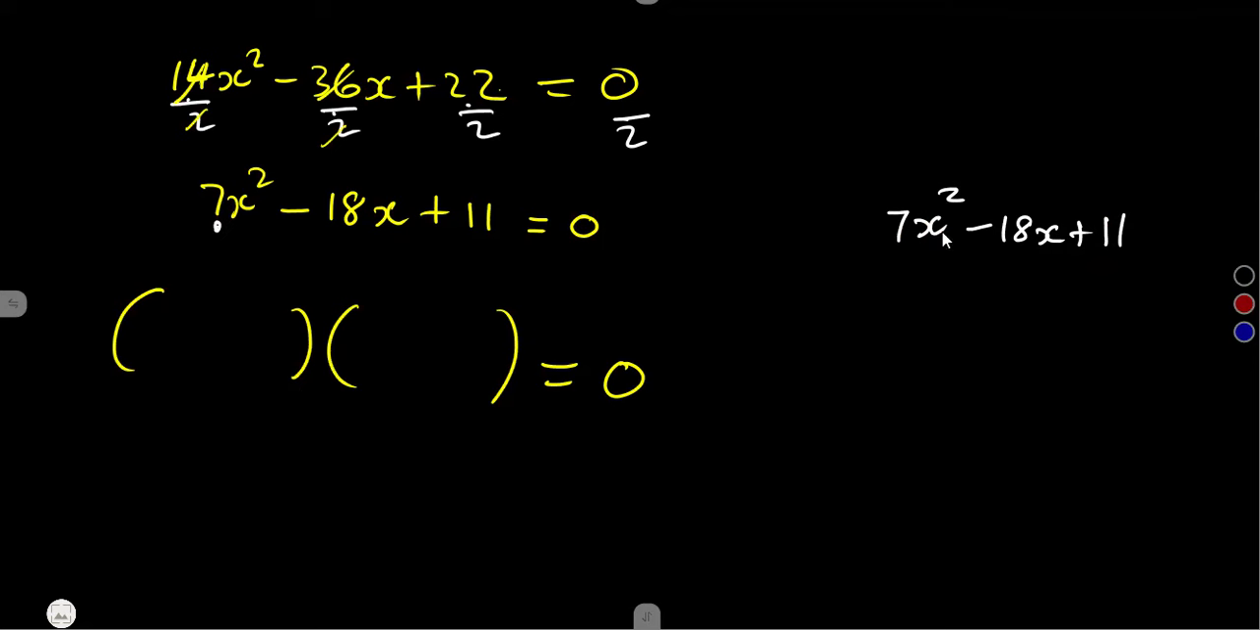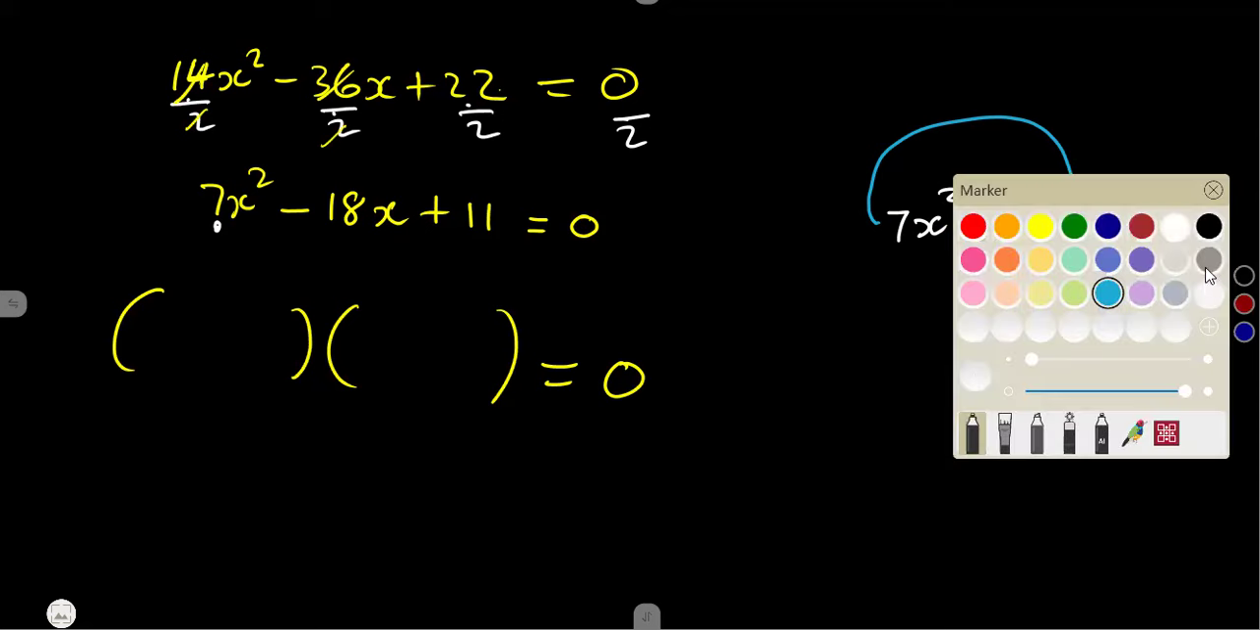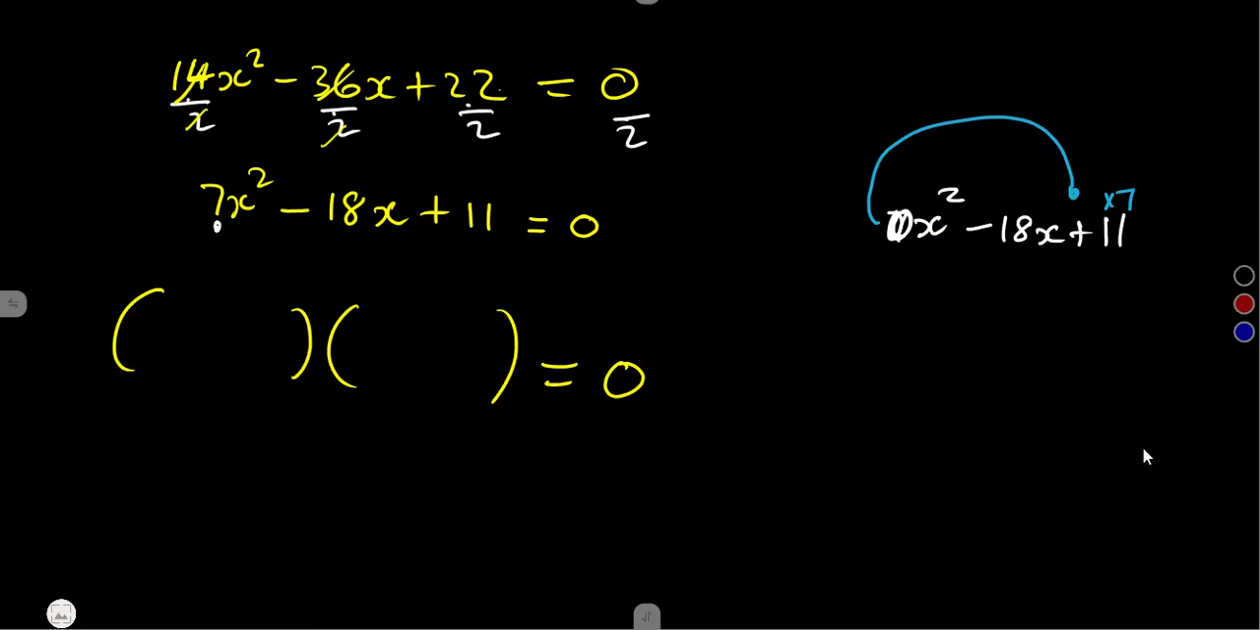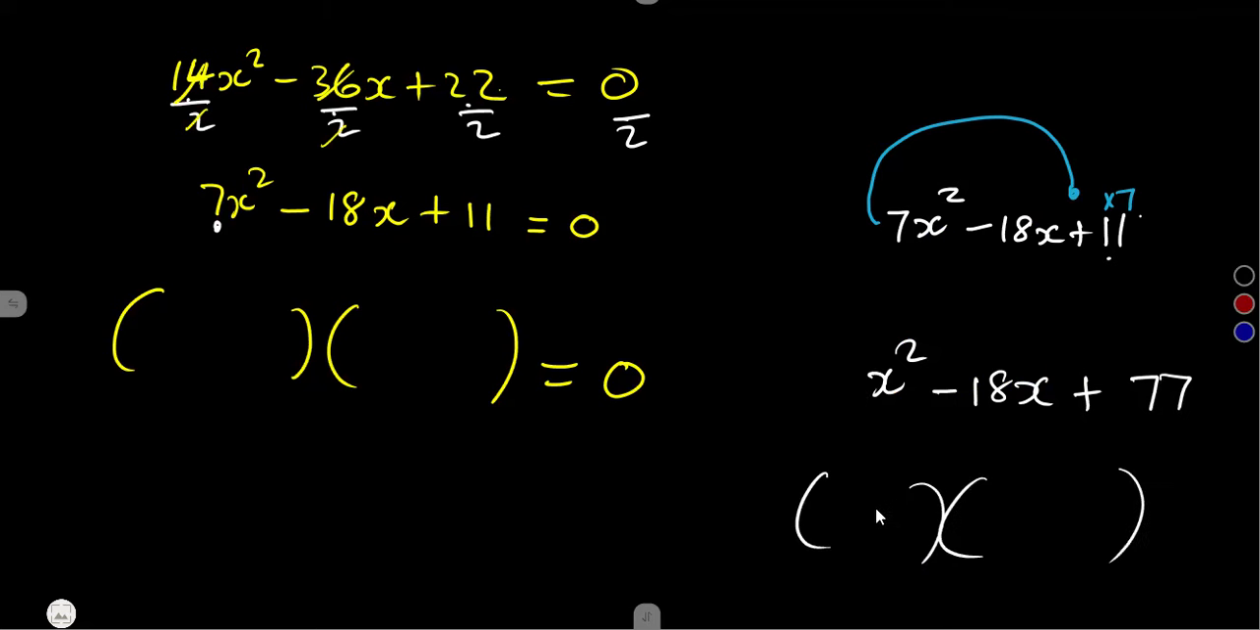That's a 7. So using the cheat method, I said we can take the 7 to this 11. We remove that 7 so that the coefficient becomes 1. So we're going to multiply that 7 here. So it is x squared minus 18x plus 11 times 7, which is 77. Now, as you can see, the coefficient of x squared is 1. So it is easier for us to simply put x here and x here in our brackets.